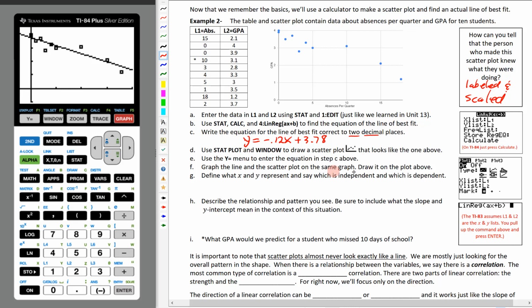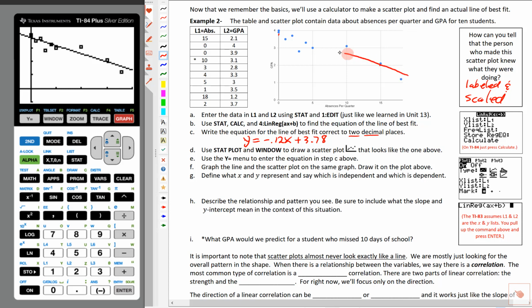So it said graph the line and the scatter plot on the same graph, and then draw it on the plot up above. So I think we need to be just a little bit below here. So maybe about right there, and then about right there, and it definitely goes up above that one. So I'm going to make it look something like this. Okay, so there's our line of best fit. So I'm going to write line of best fit. Okay. Line of best fit. Now, it's not a line of pretty good fit. We won't go into all the mechanics and the calculations that the calculator did, but that is a line of best fit. Everybody would accept the method that we use there and the method the calculator employed there.